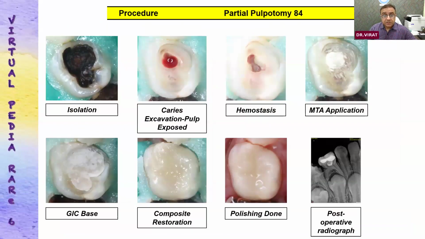This is a representative case of partial pulpotomy in 8-4. After isolation, caries excavation, the pulp is exposed, hemostasis is achieved, then MTA is applied with then glass ionomer cement base is applied, and finally composite restoration is done.